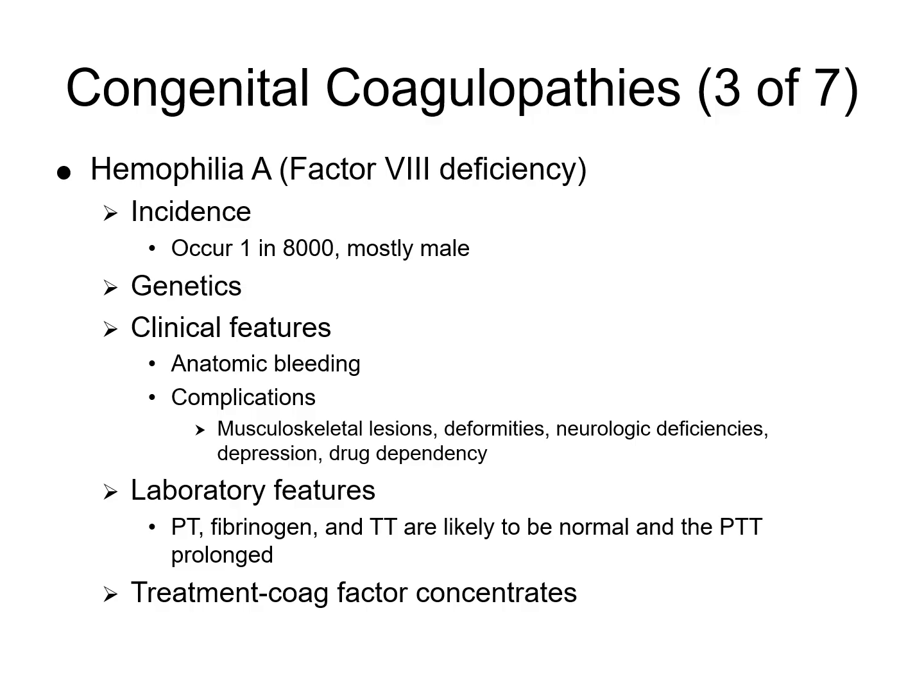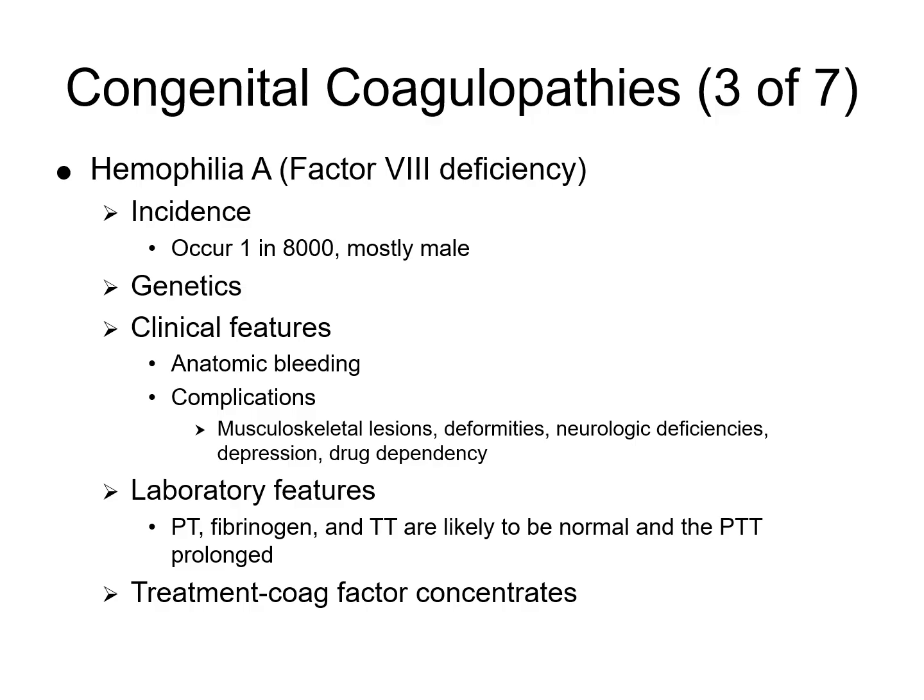Some complications they can have are musculoskeletal complications, so repeated joint bleeds can lead to chronic synovitis and joint deformities, reduced mobility and arthropathy. Neurological complications can happen as well, where they could have intracranial bleeding or nerve compression from muscle hematomas. Psychosocial complications, so they can have depression, anxiety, and reduced quality of life. And they can also have a risk of drug dependency, particularly on the pain medication side.